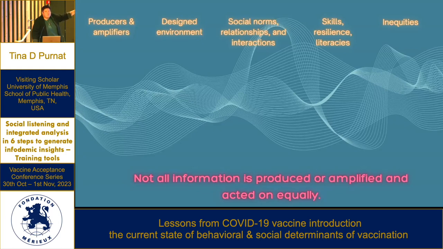There's also the dimension of skills, resilience, and literacies related to how people search for information, how they feel about it, how they understand it, and how they act on it. And there's a huge aspect of inequities here. Now, why am I saying this?